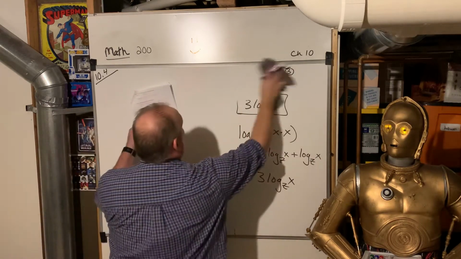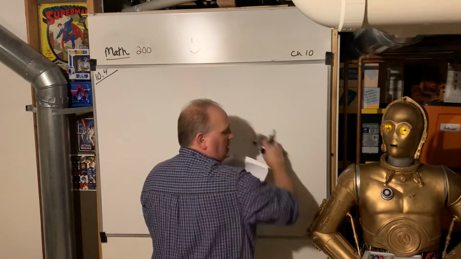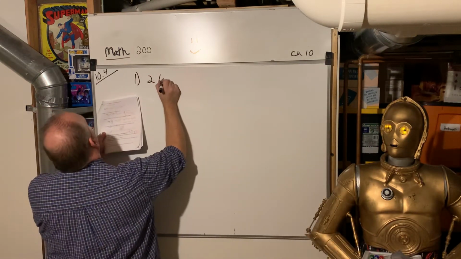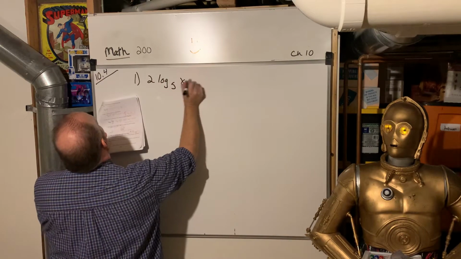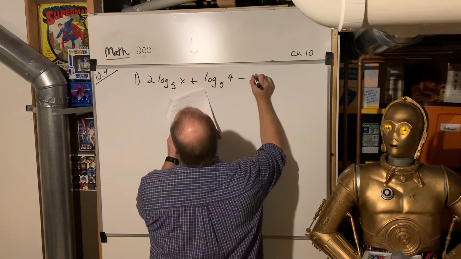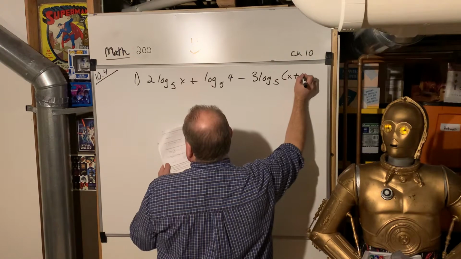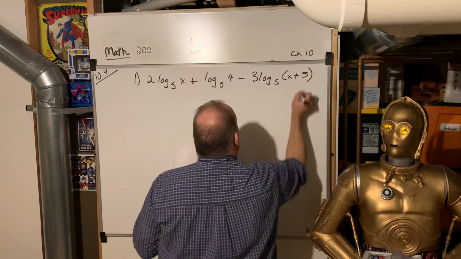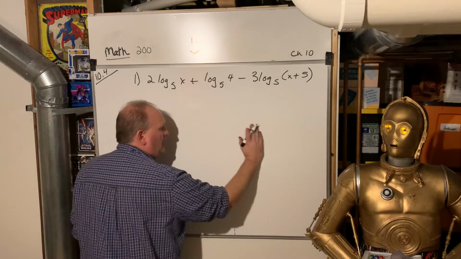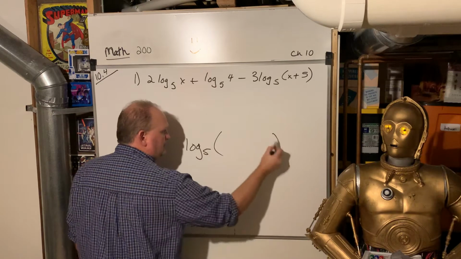All right, so what if they want me to write everything as a single log and get all this junk crammed in there? 2 log base 5 of x plus log base 5 of 4 minus 3 log base 5 of x plus 5. Okay, so first, let's reassemble. Basically, we want to write it all as 1 log base 5 of something, some big mess right there.